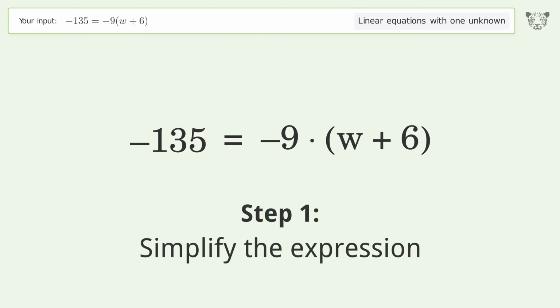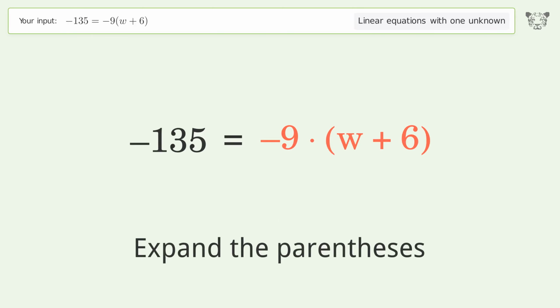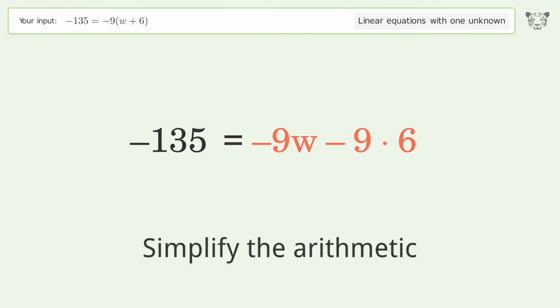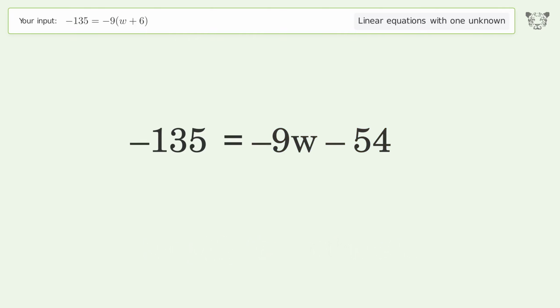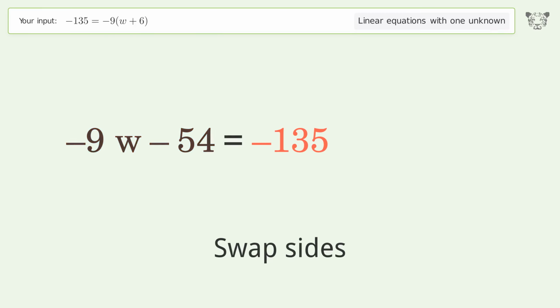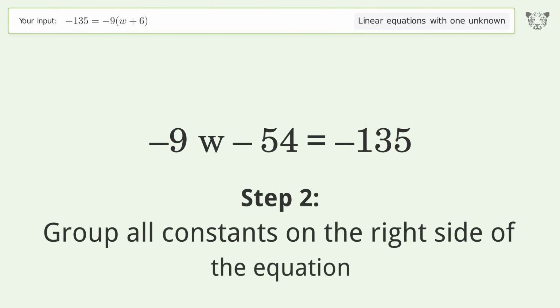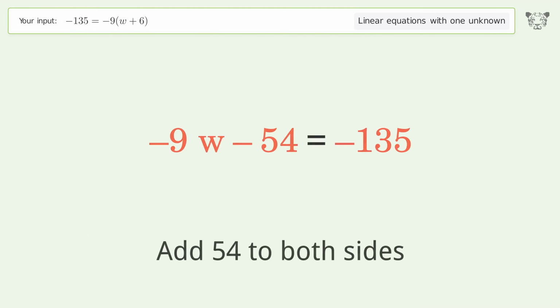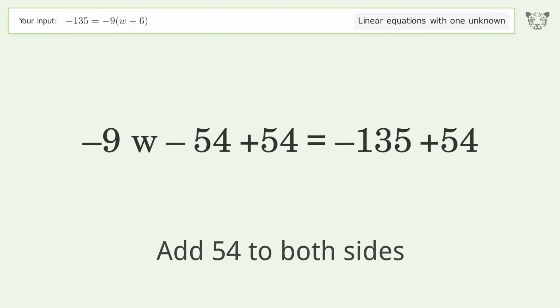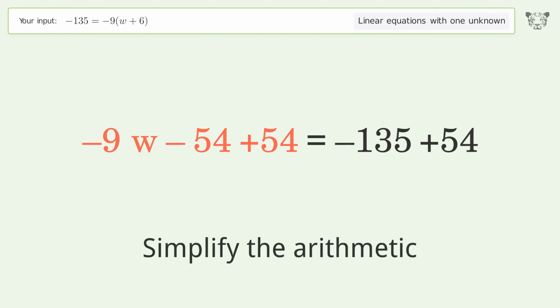Simplify the expression. Expand the parentheses. Simplify the arithmetic. Swap sides. Group all constants on the right side of the equation. Add 54 to both sides. Simplify the arithmetic.